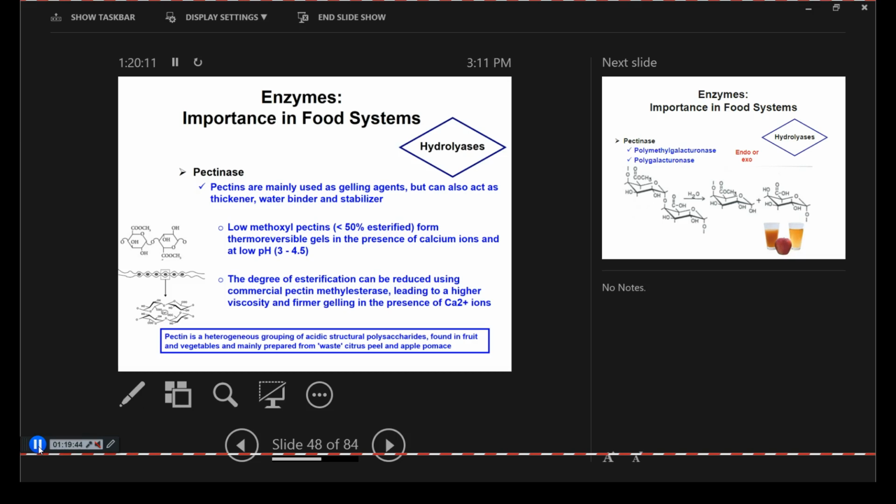So the degree of esterification can be reduced. If you have a high methoxypectin, you can make it a low methoxypectin by adding pectin methyl esterase. Pectin methyl esterase is going to break the methyl group off and leave more COO minus groups, so it will have more interaction in the presence of calcium. So we get higher viscosity and firmer gels.